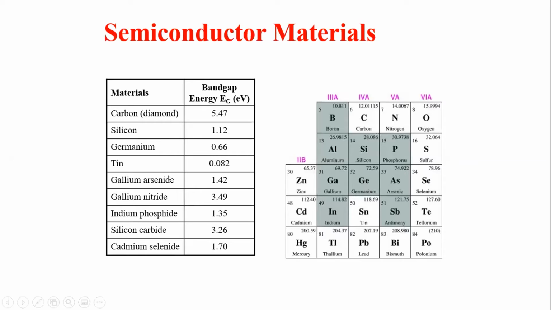If you see gallium arsenide, the band gap is 1.42 eV. Gallium nitride 3.4, indium phosphide 1.36, and it goes on. This list is long. Zinc oxide is 3.3, and you can move on.